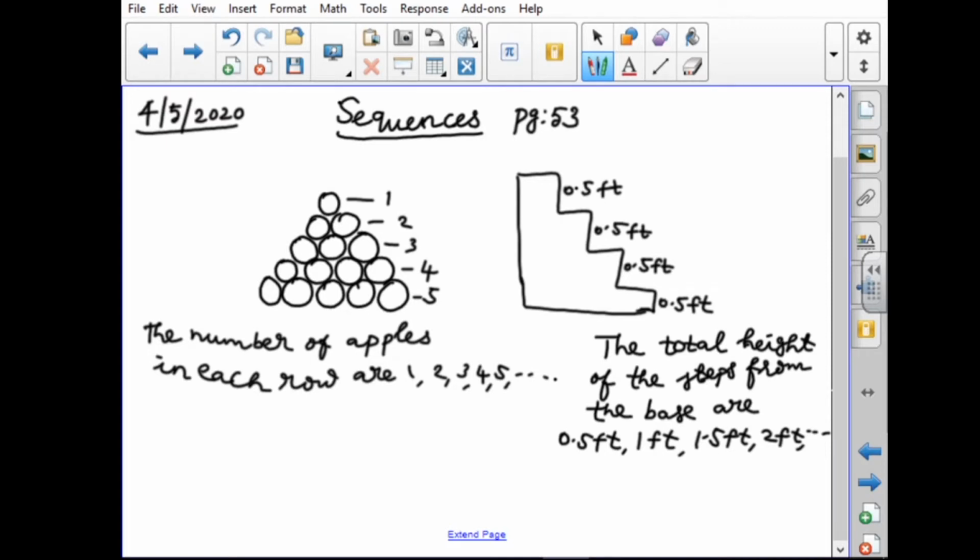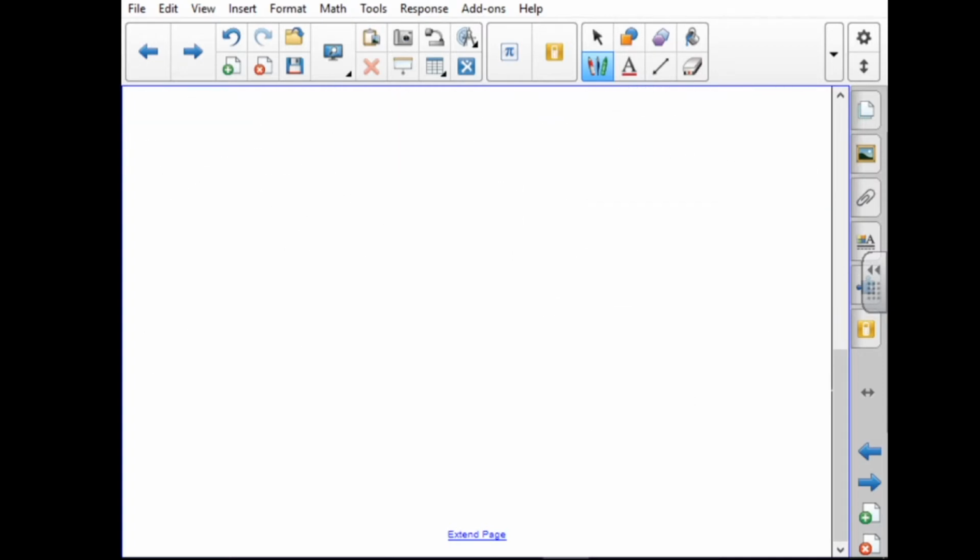How to see this? We are getting the numbers here like 1, 2, 3, 4, 5, etc. Here also we are getting 0.5 feet, 1 feet, 1.5 feet and 2 feet like this. These numbers belong to a category called sequence. The meaning of sequence is arrangement of numbers or some pattern. So, what is the sequence? Arrangement of numbers or some pattern, that is what is called a sequence.